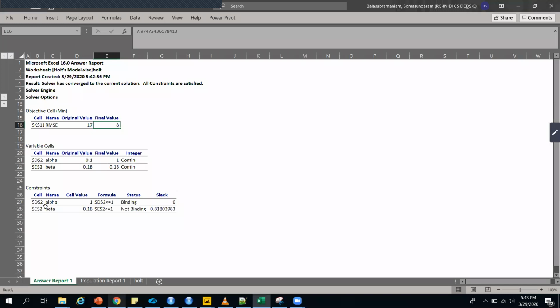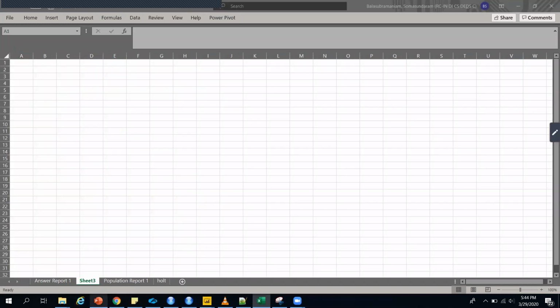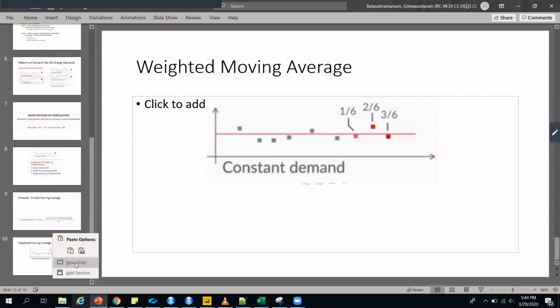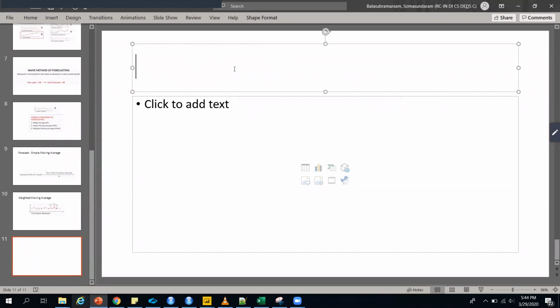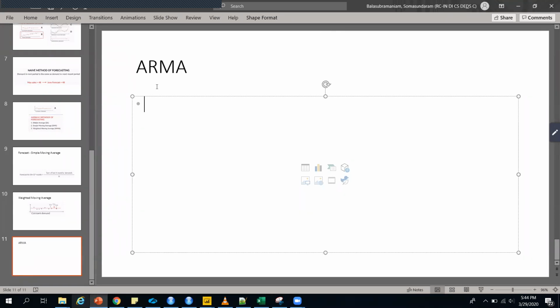Okay, so now you might have understood the different methods of forecasting. Another widely used method is called ARIMA. So AR stands for auto-regressive, and MA is actually moving average, but I don't know where it got this name. Here we will be having something called ACF.